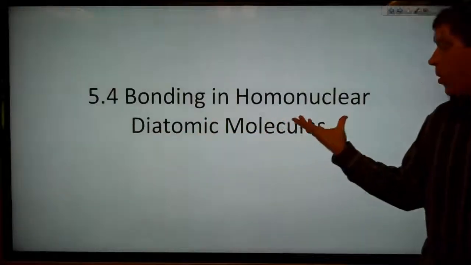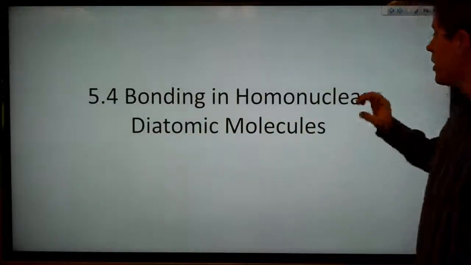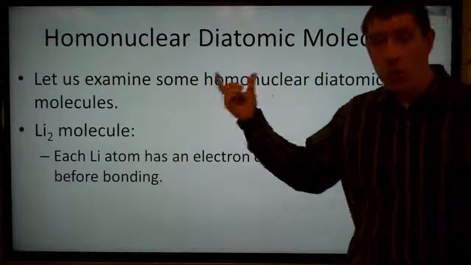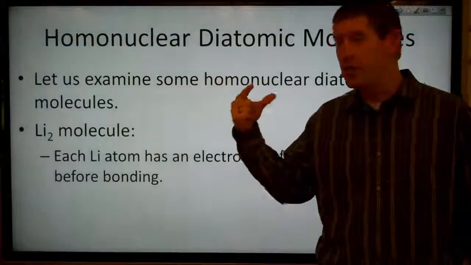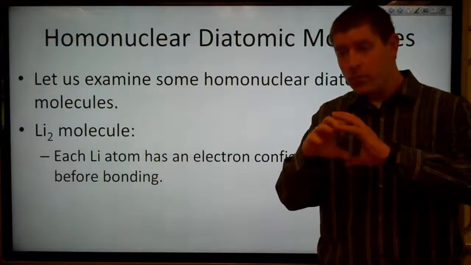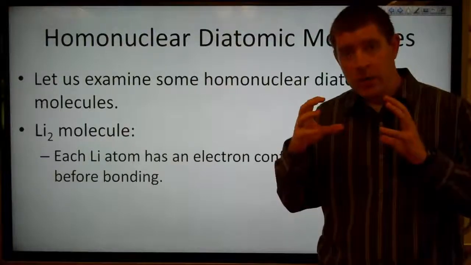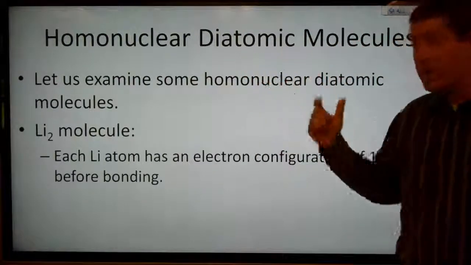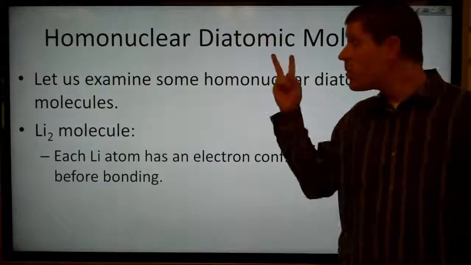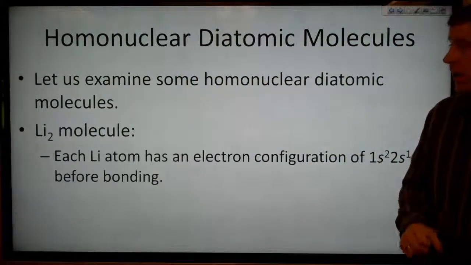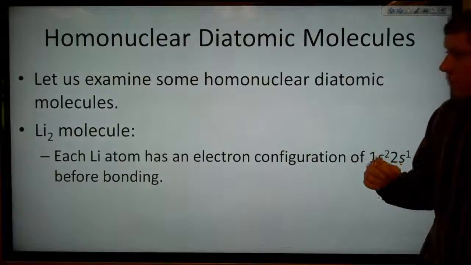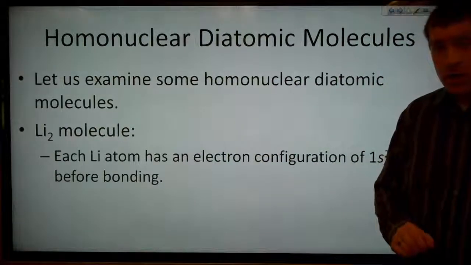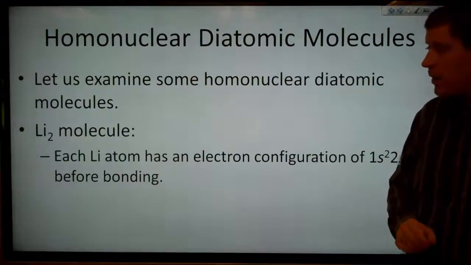Welcome to bonding in homonuclear diatomic molecules. So homonuclear, remember, homo means same, nuclear means nucleus. So homonuclear means we have the same nucleus, so the same element type. It's diatomic, which means we have two atoms. So we have two atoms of the same element. And so let's look at something like dilithium, the lithium-2 molecule.